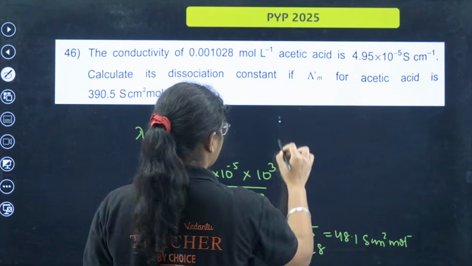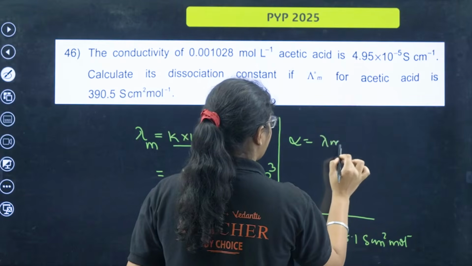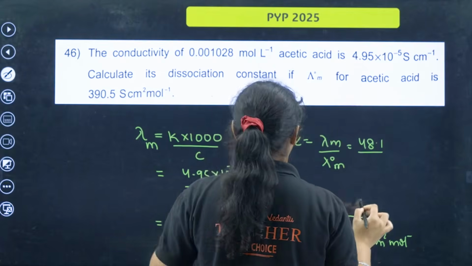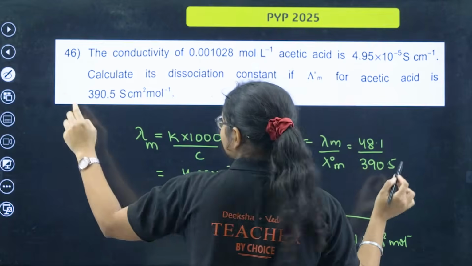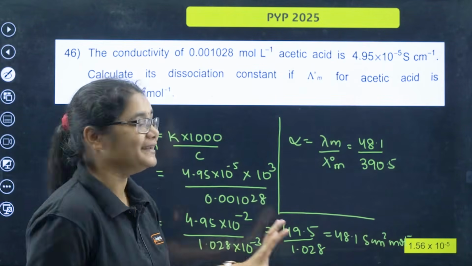Now what do you have to calculate? You have to calculate the degree of dissociation, right? So that is lambda m by lambda naught m. So lambda m value is 48.1 and lambda naught m value is 390.5. Now if I solve this, you will get around 1.56 into 10 to the power of minus 5.